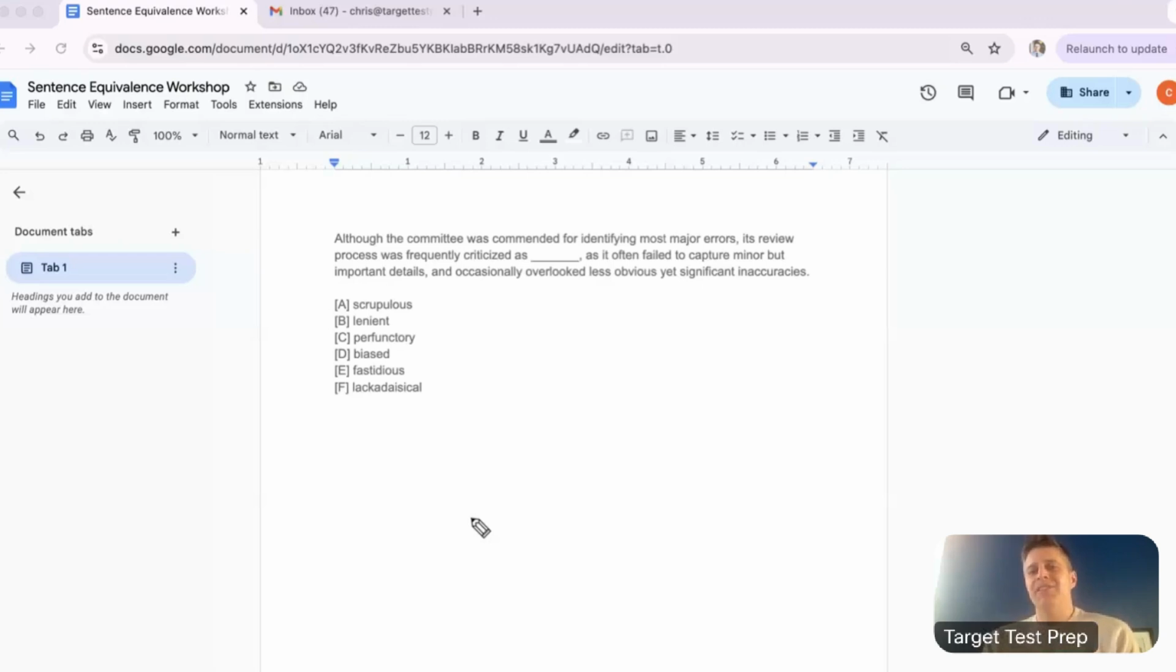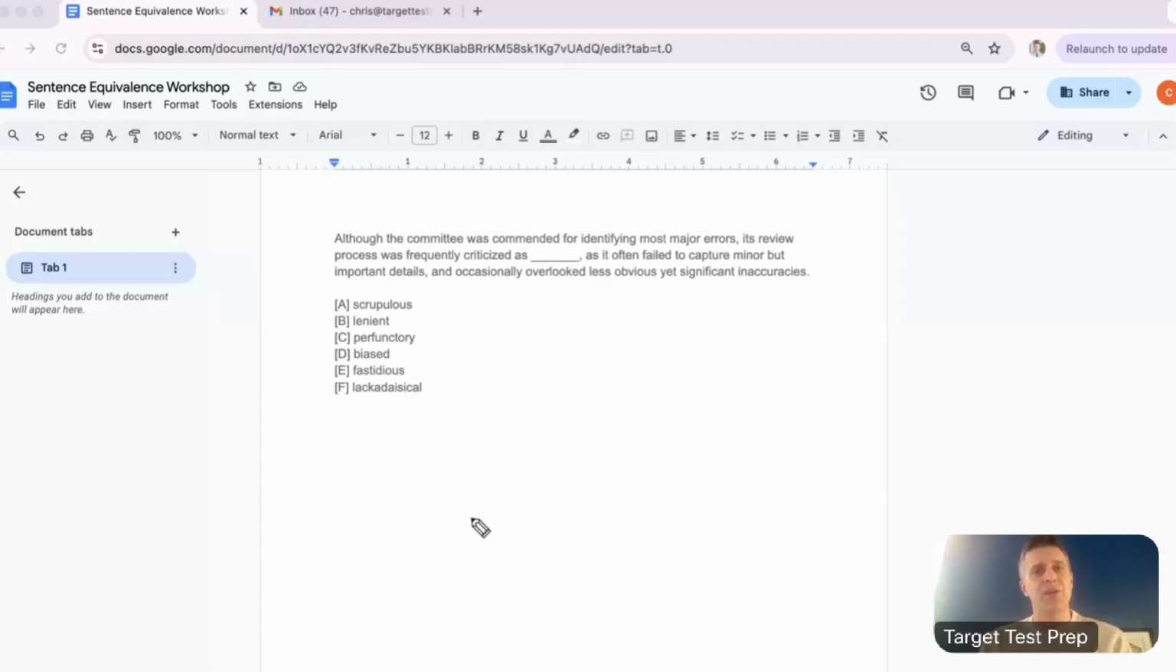But that's the rub with this one. That's a trap because it says it failed to capture the important details. If it was scrupulous, it would not have failed to grab those. It's good at the bigger things, but not the smaller things. So A doesn't work. What about lenient? Well, it's lenient. Sure, it failed to capture minor important details because it was lenient, but it was commended, praised for getting most major errors.